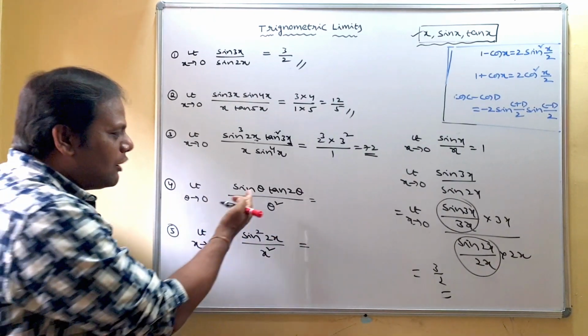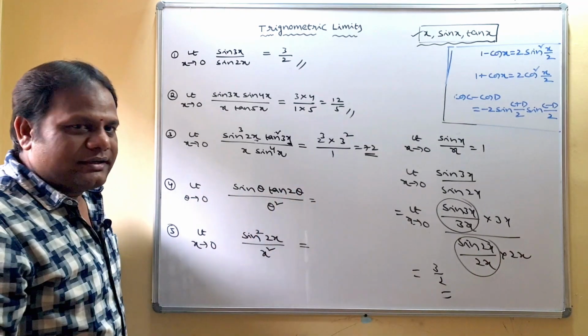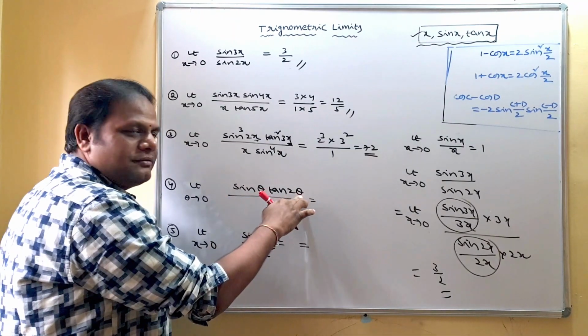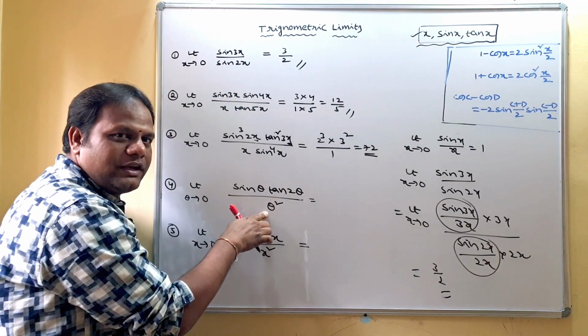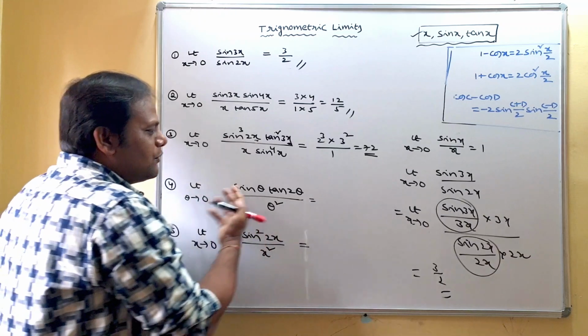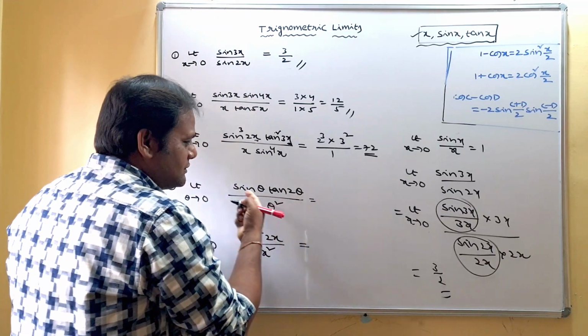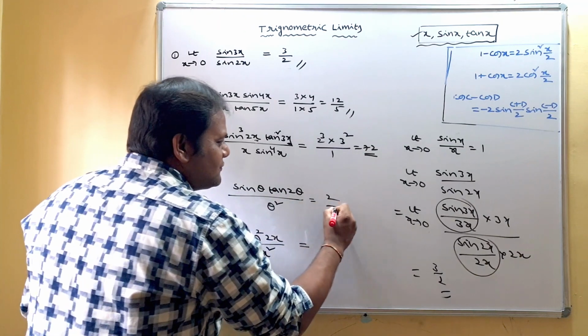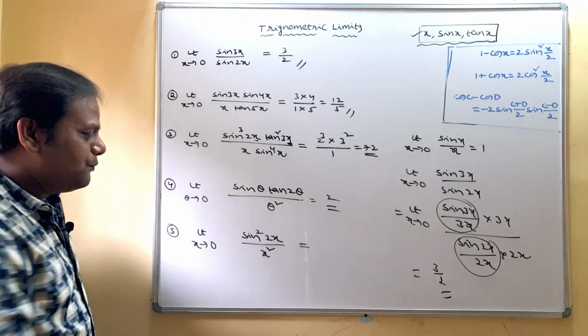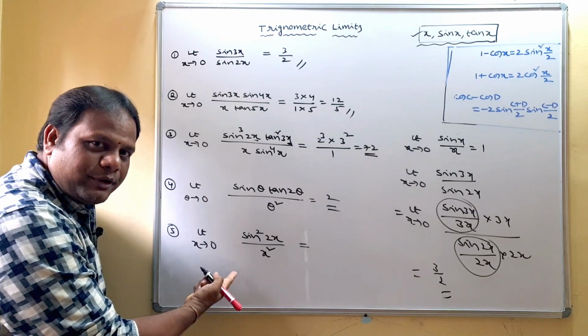Coming to this problem, I think you can give the answer. How many thetas are there, you calculate. So 1 theta, and the other theta, so 2 thetas we have. In the denominator we have 2 theta. So what is the answer? Their coefficients. Here the coefficient is 1. Here the coefficient is 2. In the denominator it is 1. So what is the answer? 2.